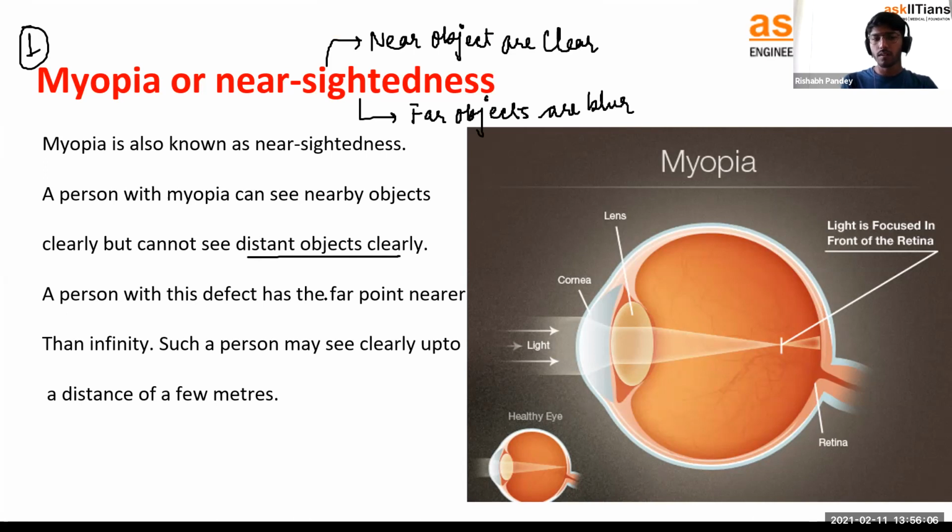A person with this defect has a far point nearer than infinity, obviously. Such a person may see clearly up to a distance of a few meters. Beyond those few meters, it's not very clear.